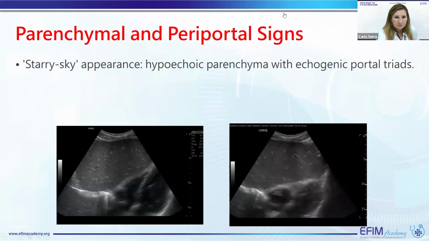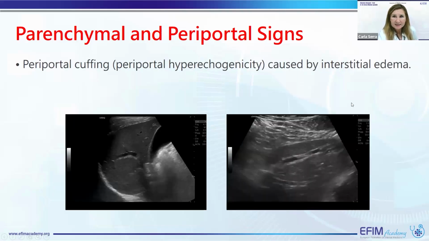appearance. And another sign of acute hepatitis is the periportal hyperechogenicity that is well visualized if you use a high frequency probe. You can see in this case the hyperechogenicity, and this is caused by interstitial edema.